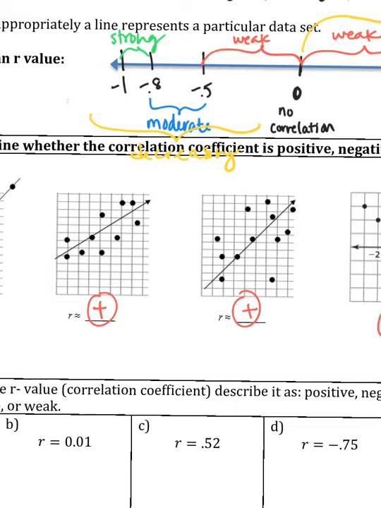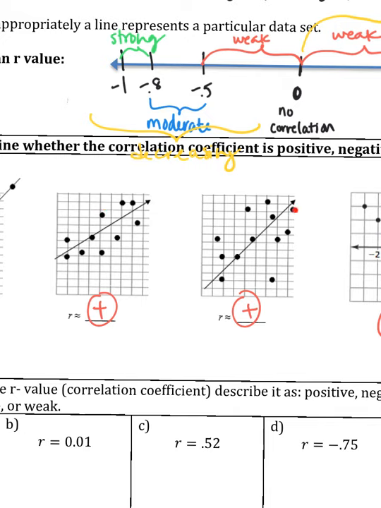Okay, now check. Did you get them right? So we're looking at whether we think our correlation coefficient, or our R value, would be positive, negative, or 0 for these graphs. All right, so we have an increasing graph. We would expect this to be positive. We have an increasing graph. We would expect our correlation coefficient to be positive.